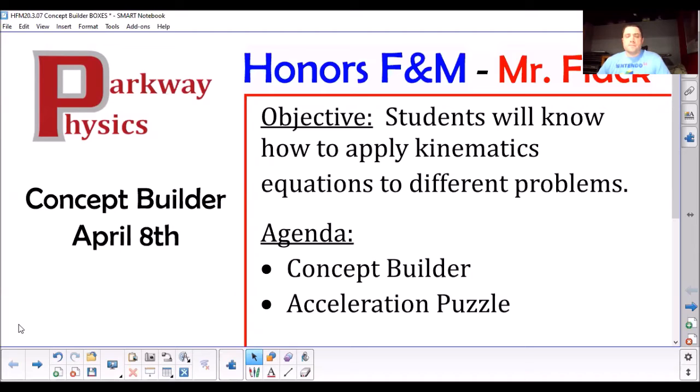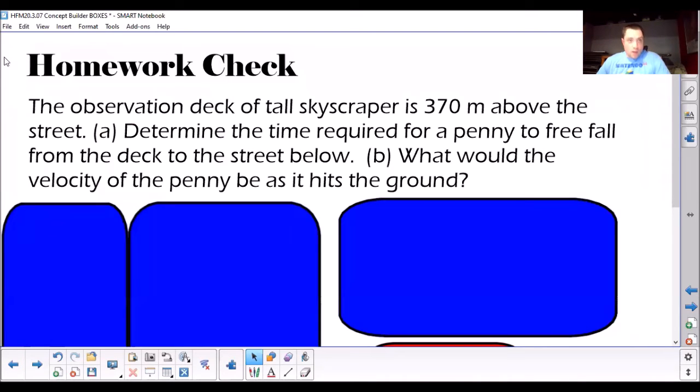All right, but as always, here's a warm-up problem. Do this in your notebook. It's a good practice problem, a good example problem. Try it on your own, see if you get what I get.